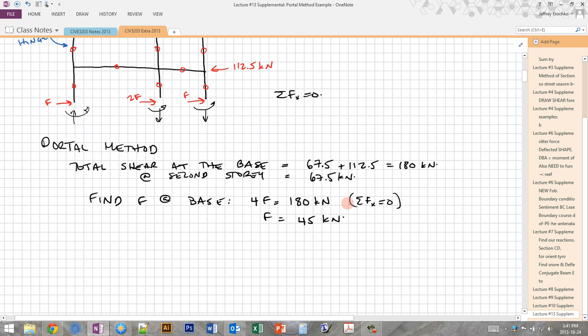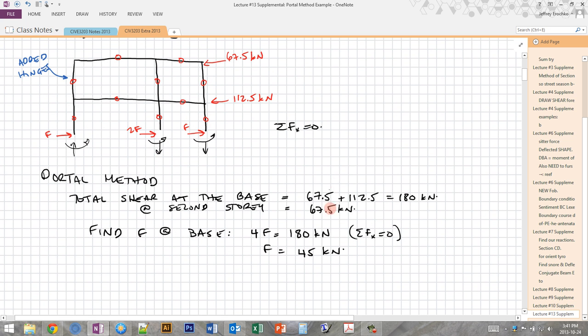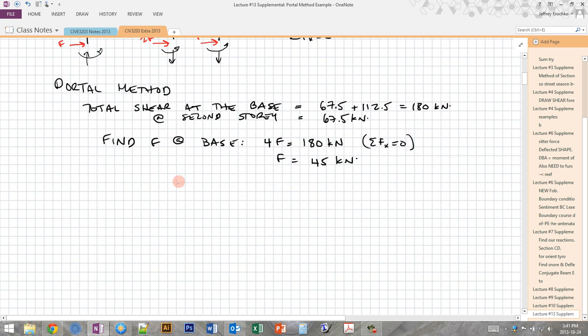And using that horizontal equilibrium, sum Fx equals 0, we get 4F, which is the total for all the shear at the base of these columns, equals the total base shear, which is 67.5 plus 112.5. Then we get that each F here is 45. So this one is going to be 45, this one is going to be 90, and this one's going to be 45. Then we do the same thing for the second story.